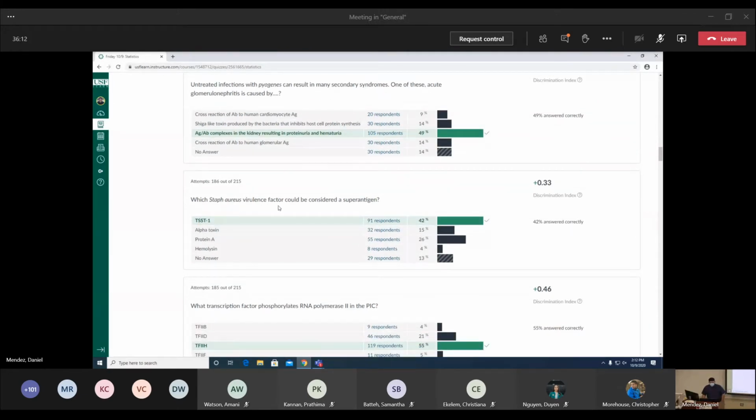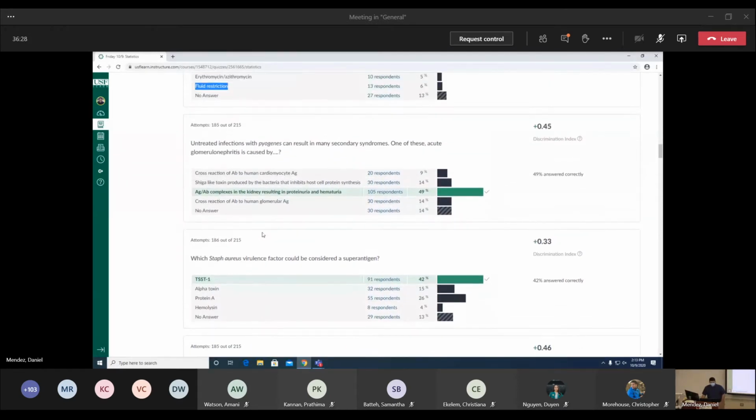Which Staph aureus virulence factor could be considered a superantigen? So he went through this one and he explained that there are two main superantigens in Staph aureus, one of them being the toxic shock syndrome toxin 1. Going to be your TSST1. So those are mine. Does anyone have any questions regarding my practice questions?